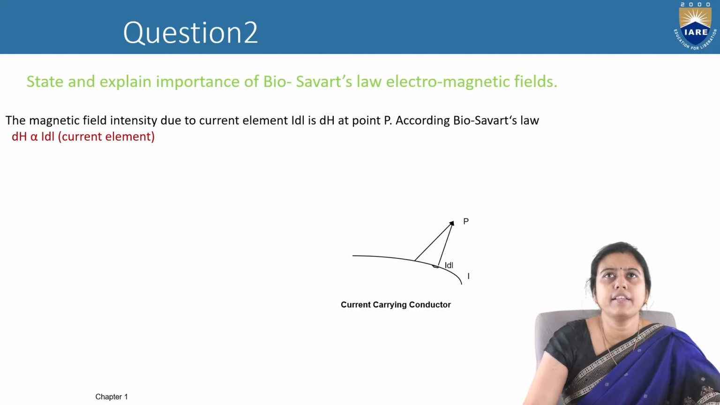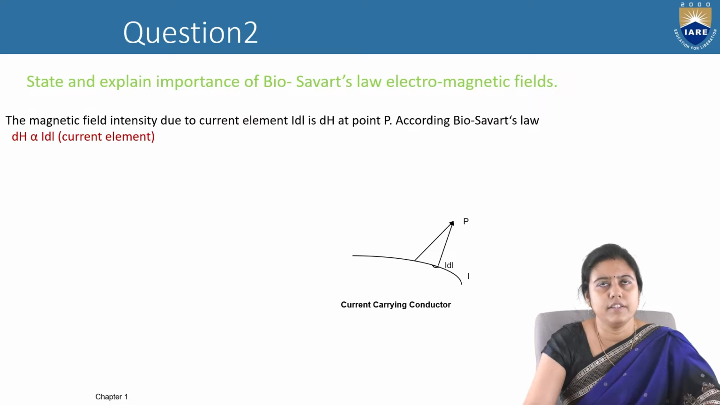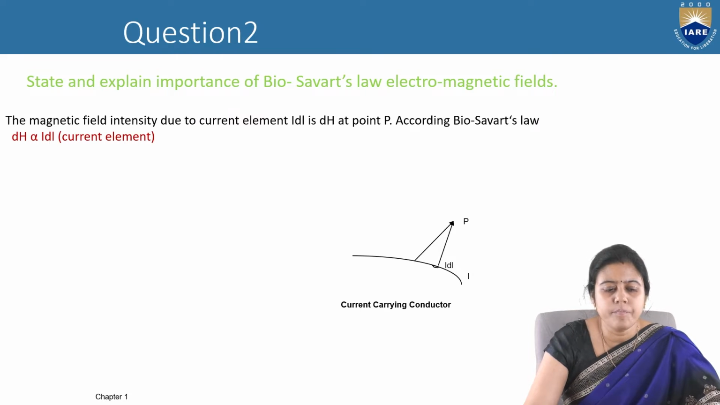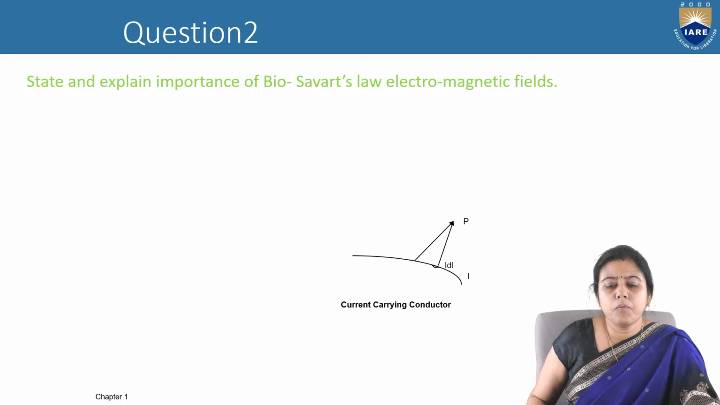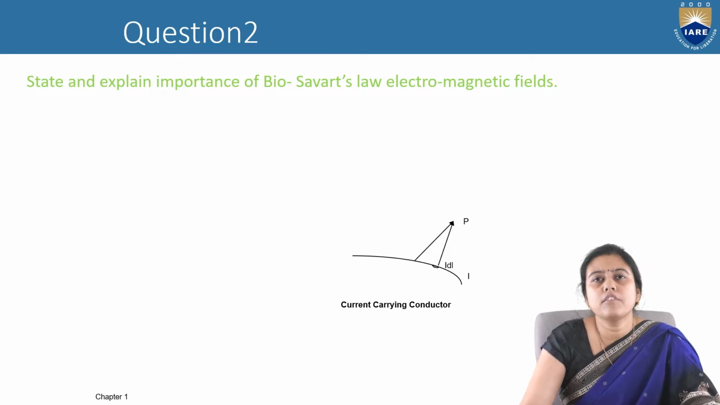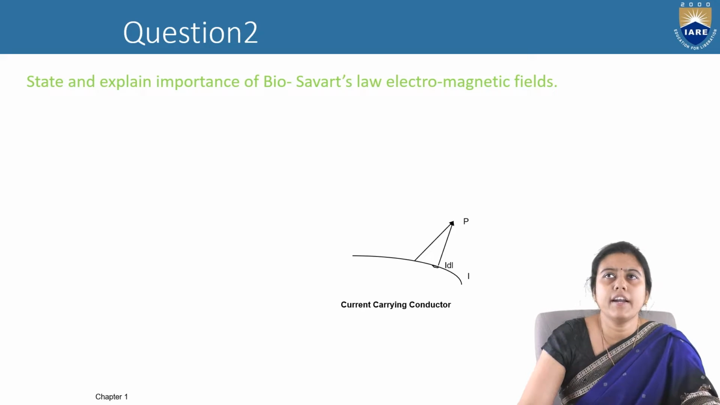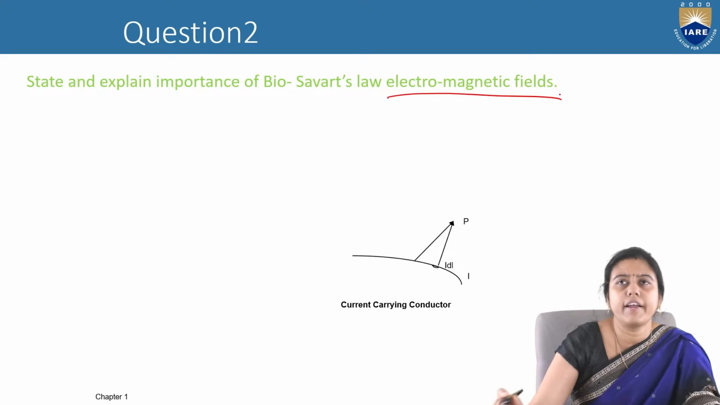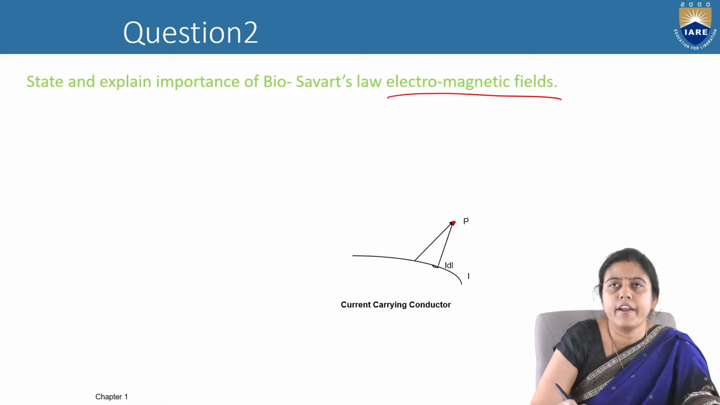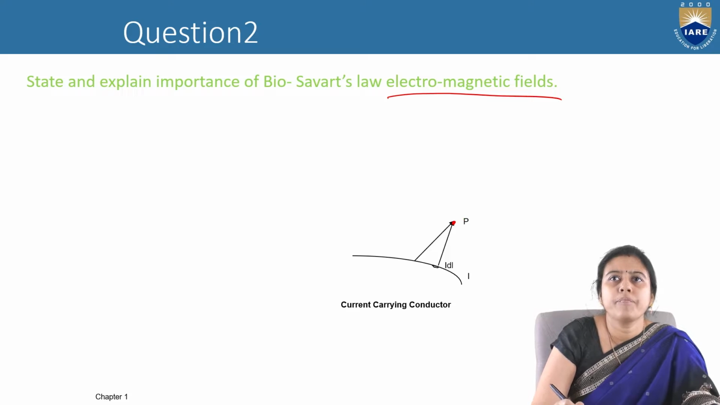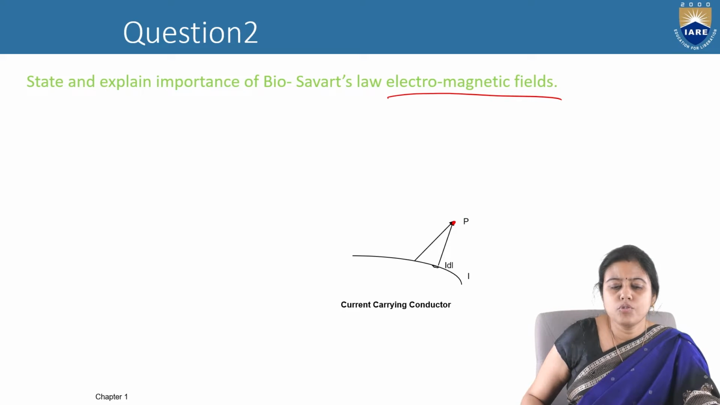State and explain the importance of Biot-Savart's law for electromagnetic fields. So we are discussing the Biot-Savart's law. What is Biot-Savart's law? Biot-Savart's law tells about the relation between the current carrying conductor and magnet in an electromagnetic field. So let's assume there is a current carrying conductor and P is a point. We have to calculate the force between these two.